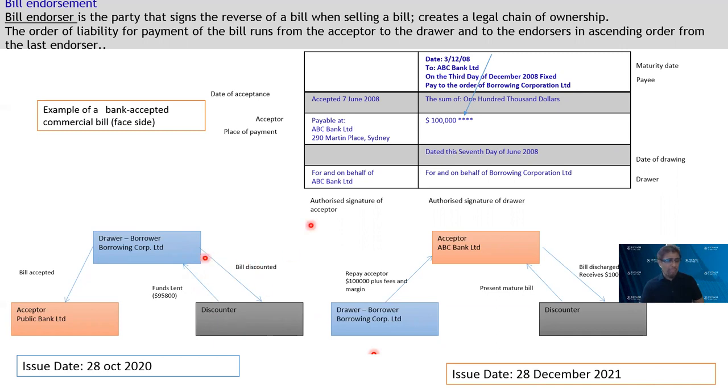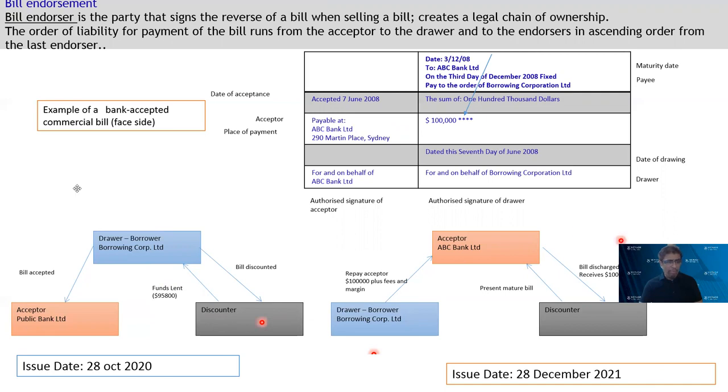But actually, this bill is issued by the borrower, by the drawer. What happened is now the drawer will go to the bank with this bill and let it endorse it, which means stamp it with the guarantee. And they will give it to the discounter. This is on the 28th of October 2020.